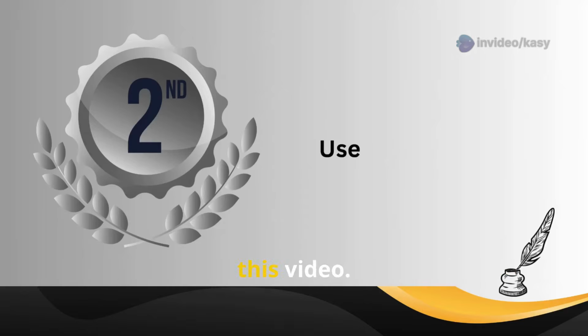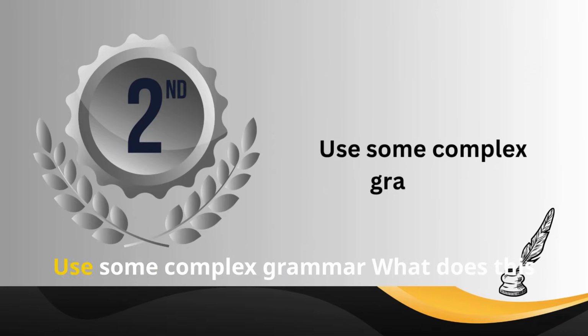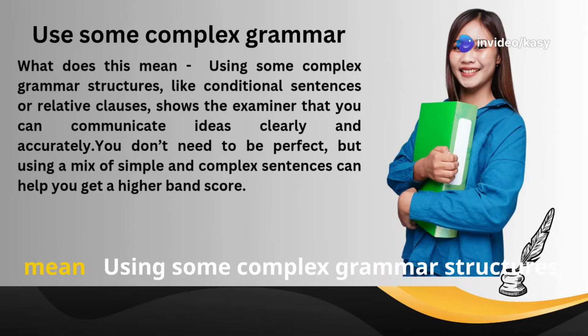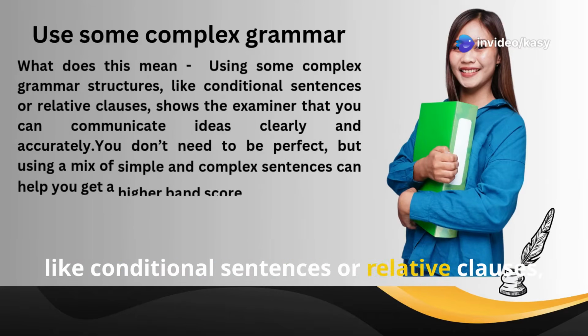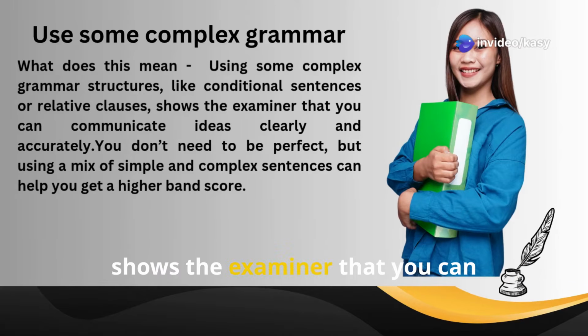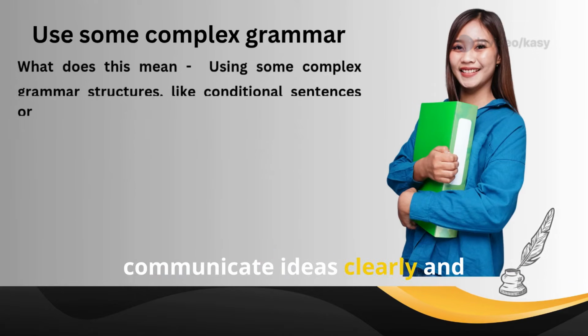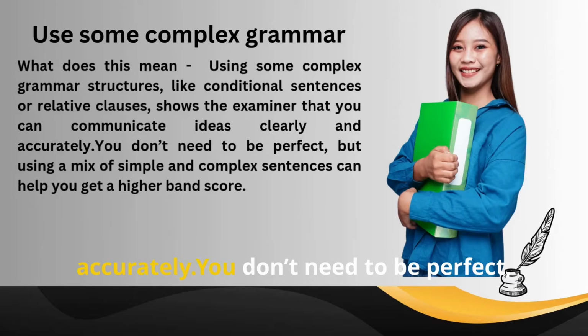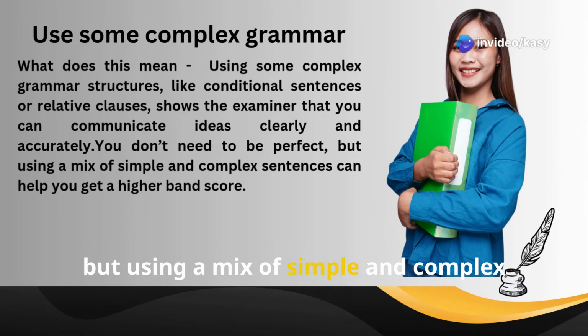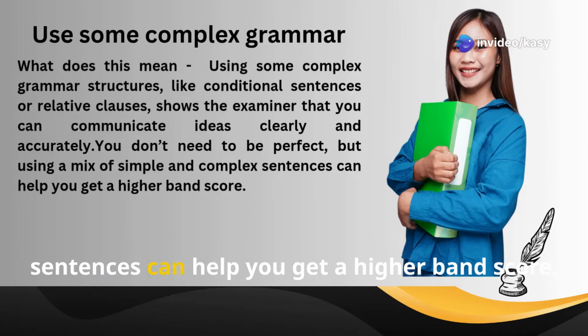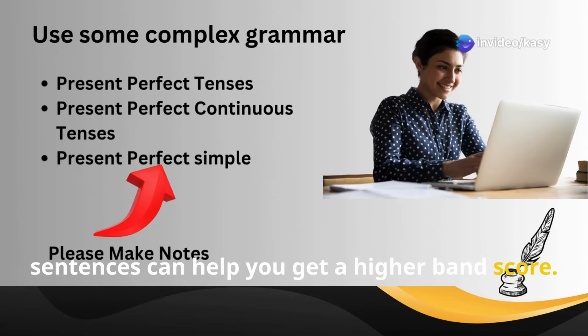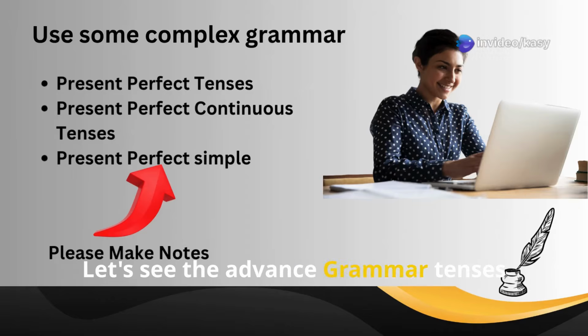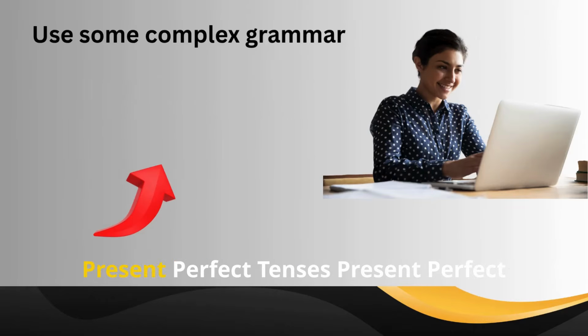Okay, now we are jumping to the next tip in this video. Use some complex grammar. What does this mean? Using some complex grammar structures like conditional sentences or relative clauses shows the examiner that you can communicate ideas clearly and accurately. You don't need to be perfect, but using a mix of simple and complex sentences can help you get a higher band score. Let's see the advanced grammar tenses.